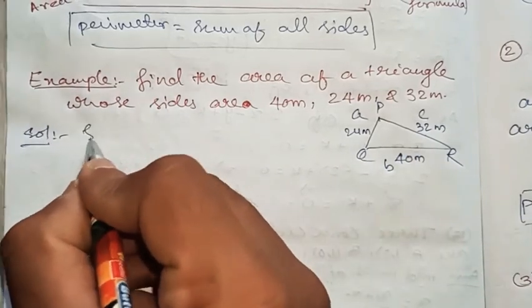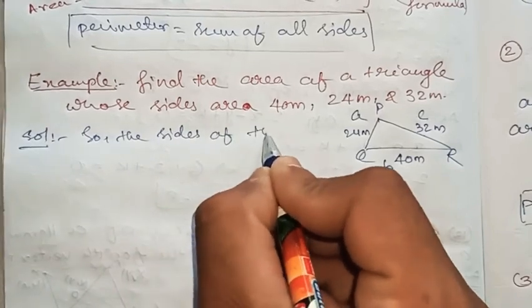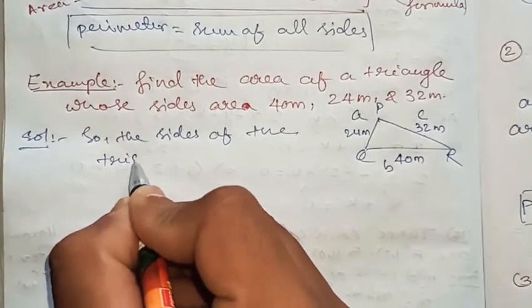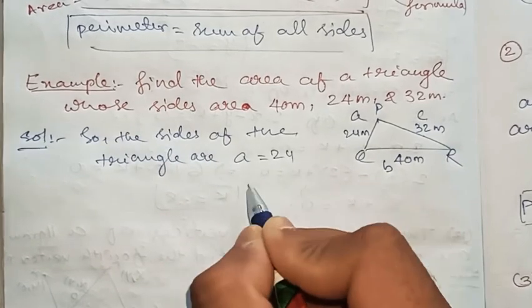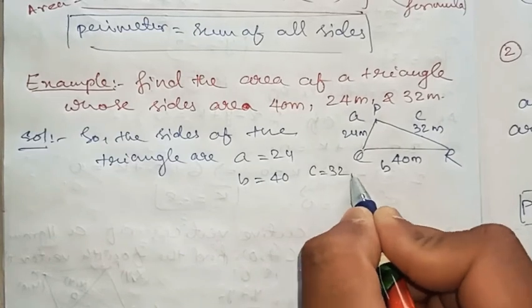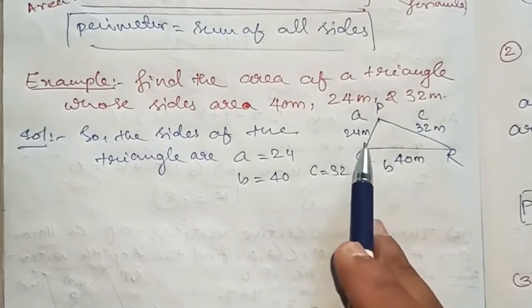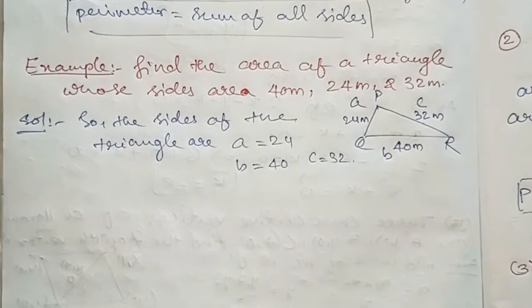So the sides of the triangle are a equals 24, b equals 40 and c equals 32. I have mentioned these three sides as a, b, c. Now we will use Heron's formula to calculate the area.